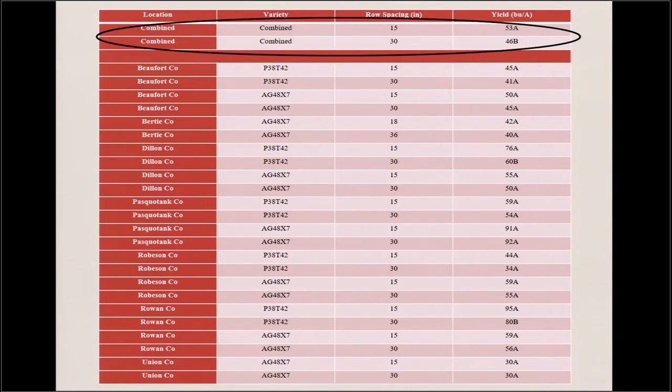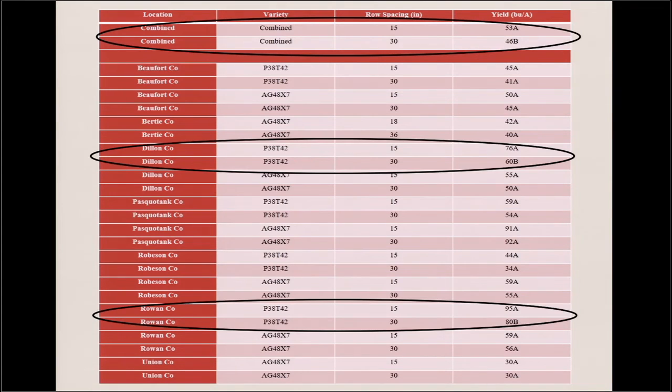If you look within the individual counties, this phenomenon was more pronounced in some of our high-yielding situations, like Dillon County and Rowan County with that Pioneer variety, where we saw about a 15 bushel per acre yield advantage from the 15-inch row spacing compared to the 30-inch row spacing.